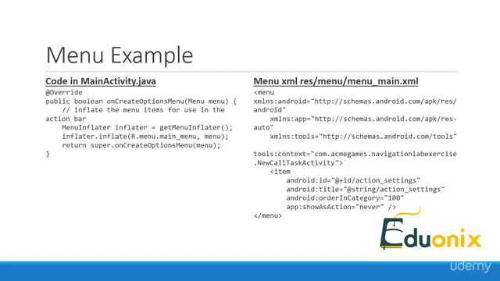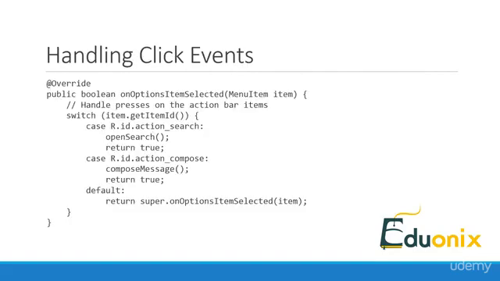This was introduced in API Level 14. When a menu item is clicked by the user, we receive a callback to the onOptionsItemSelected method. We can then parse which menu item was clicked by the menu item ID and perform the appropriate action for that menu item click, as we see here for the action search and action compose menu items.